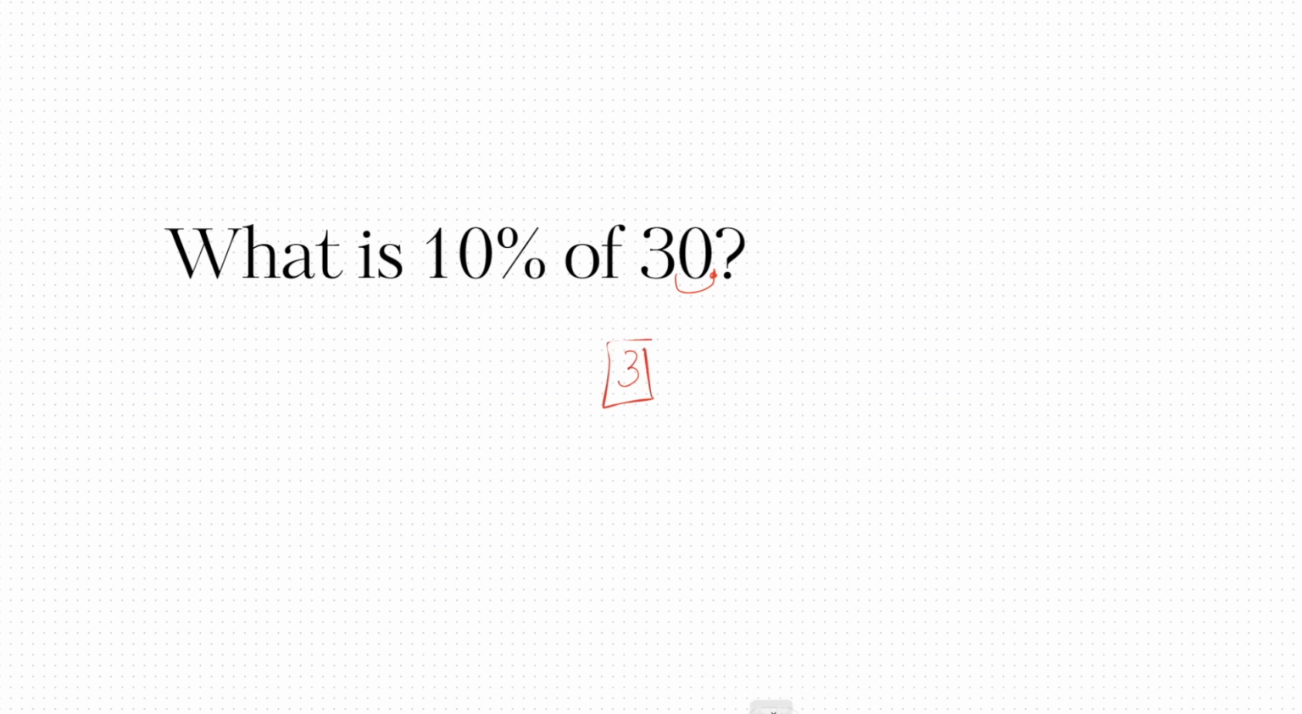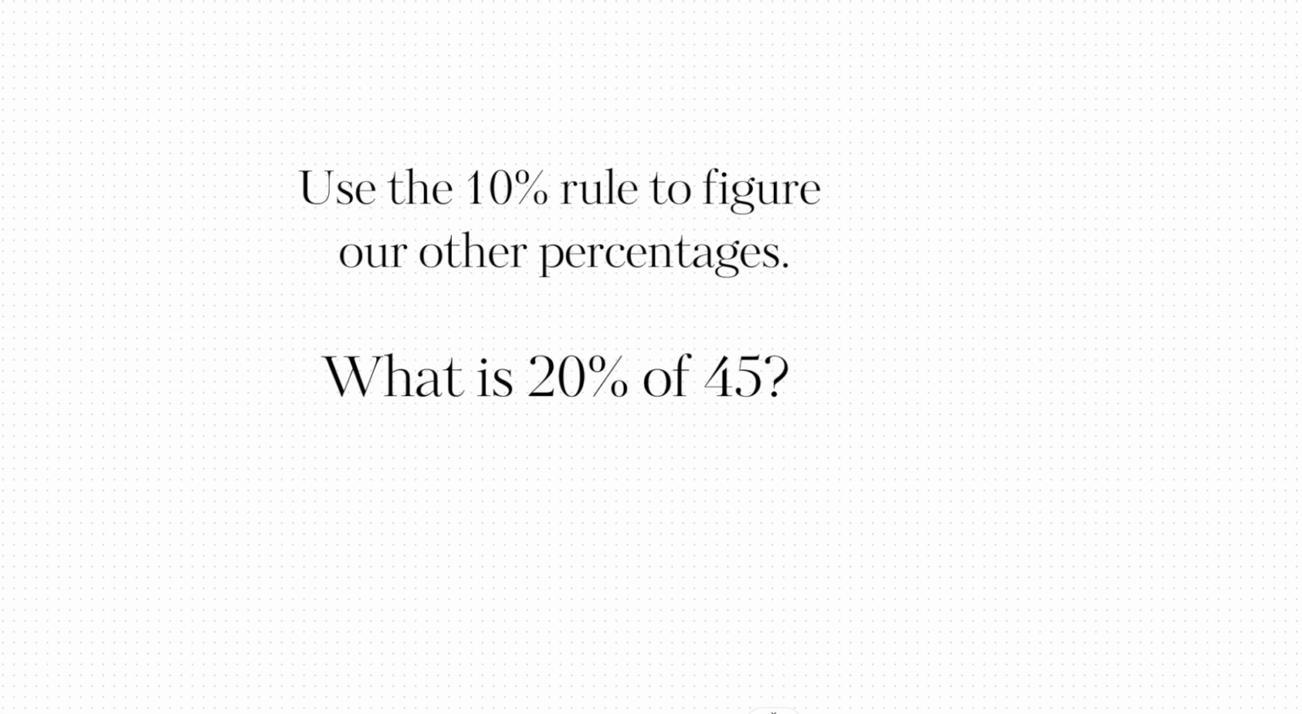Now, what's nice about this rule is you can use it to get other percentages. So, for example, what is 20% of 45? Well, again, 10% is going to be, here's the decimal, move it over, 4.5. And I know 20% is two 10%s, so if I add 4.5 and 4.5, that'll give me 9. And 9 is going to equal 20%. Just like that.